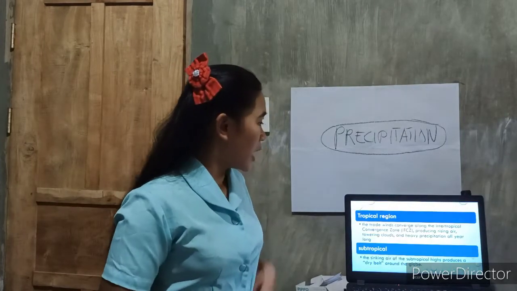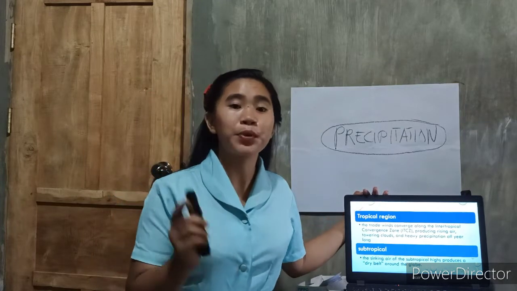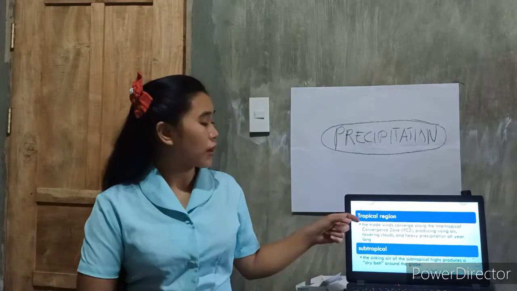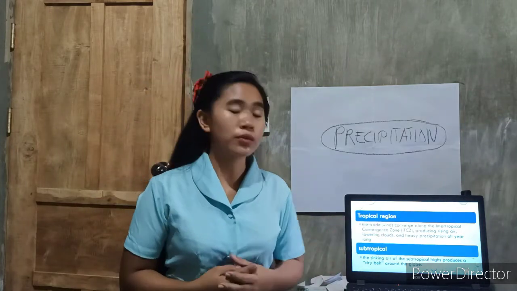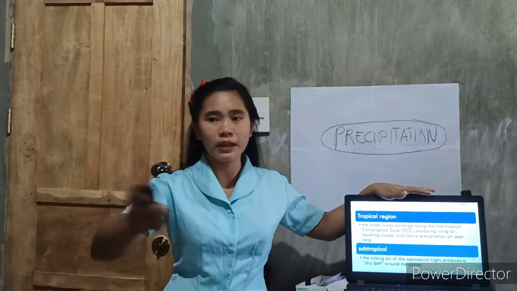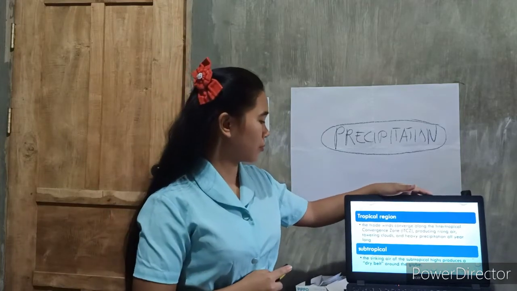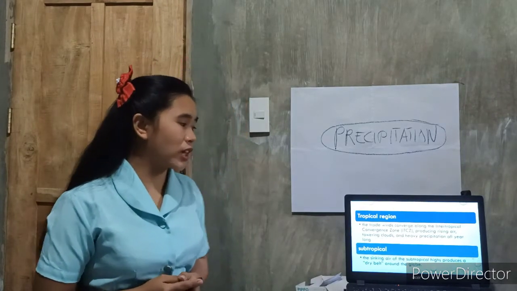So next, let us understand the distribution of precipitation per region. Let's first talk about our tropical region. May I ask a volunteer to kindly read it? Okay, please. Okay, thank you very much.